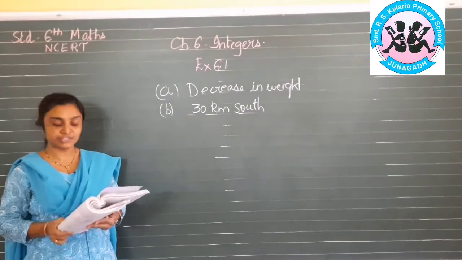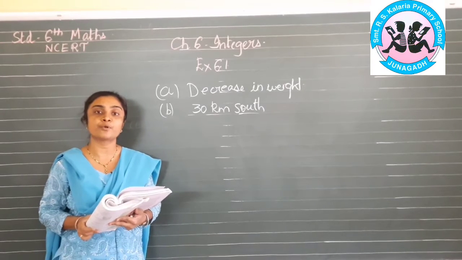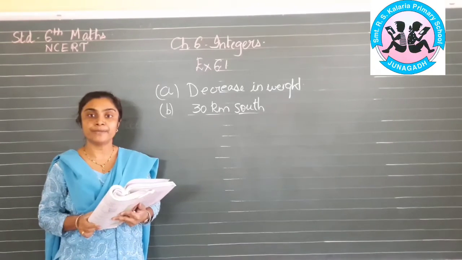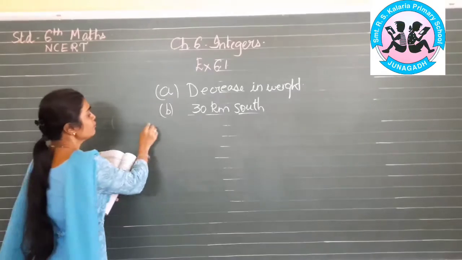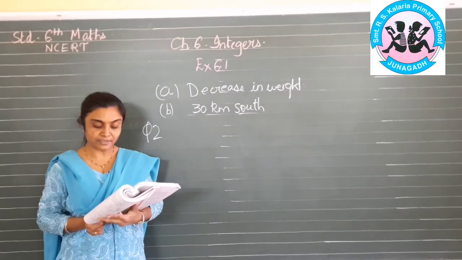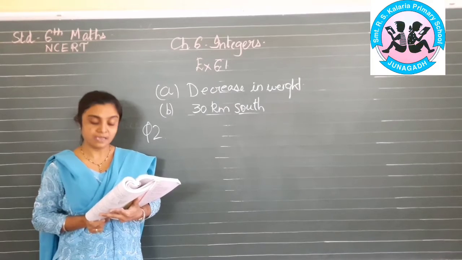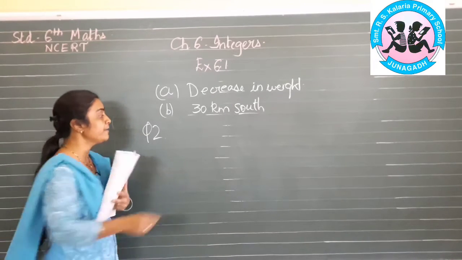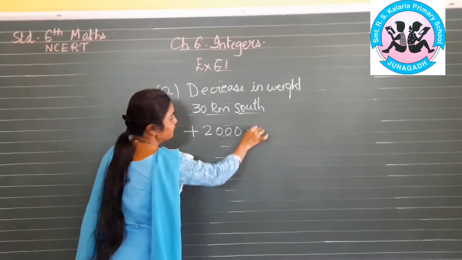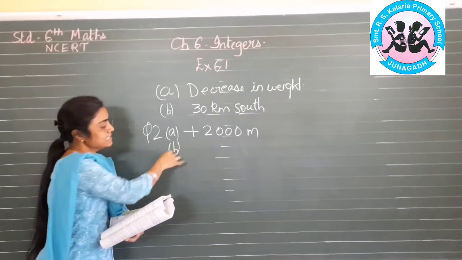Now let us move to the next question, number 2. Represent the following numbers as integers with appropriate signs. Sentences are given. According to the sentences we have to use the appropriate sign for it. So for question number 2, first one, an aeroplane is flying at a height 2000 meter above the ground. Above the ground means above, it is opposite. So it is plus 2000 meter. So you have to put the sign of plus and you have to write down 2000 meter.